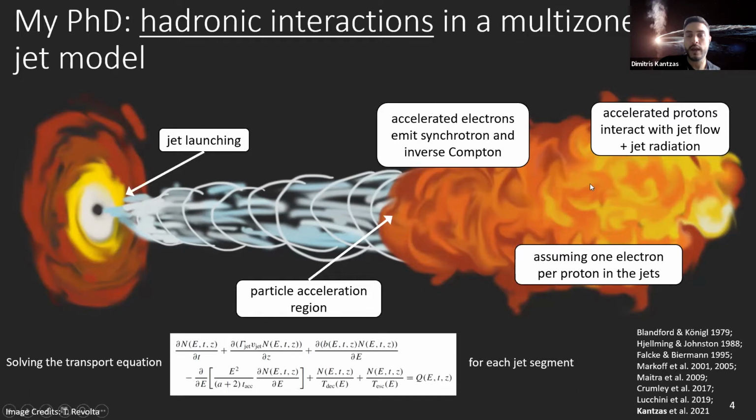In any case, regardless of the proton acceleration, I assume that there is one electron per proton in the jets, or in other words, the number density of electrons and protons is equal. Now, for every jet segment, I'm solving the steady state of the transport equation to keep track of the number density of every population in the jets.